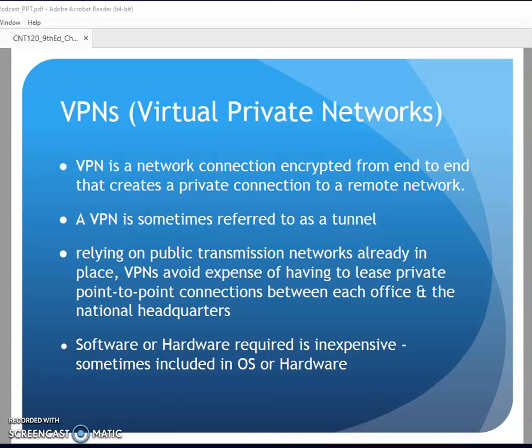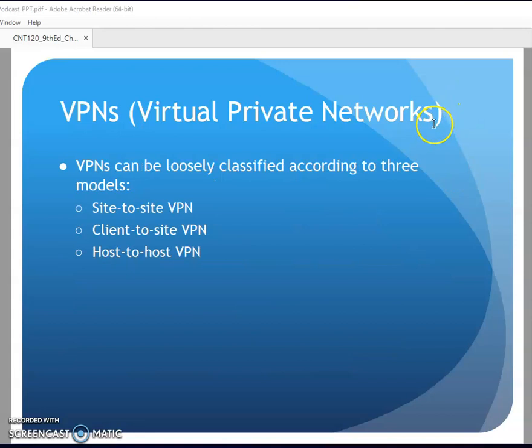CNT120, Chapter 4. We're in the VPN part of remote access. So VPN is really just a private connection to a remote network, and it's typically through encryption, an encrypted tunnel, if you will. A lot of times the software or hardware is relatively expensive, or it might already be included in something. It might already be included in your operating system, or even the capabilities of a router you might have at home, that kind of thing.